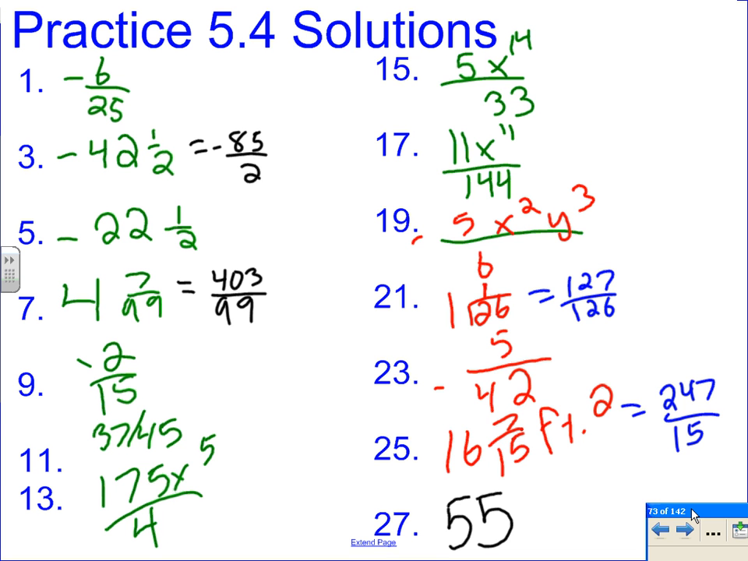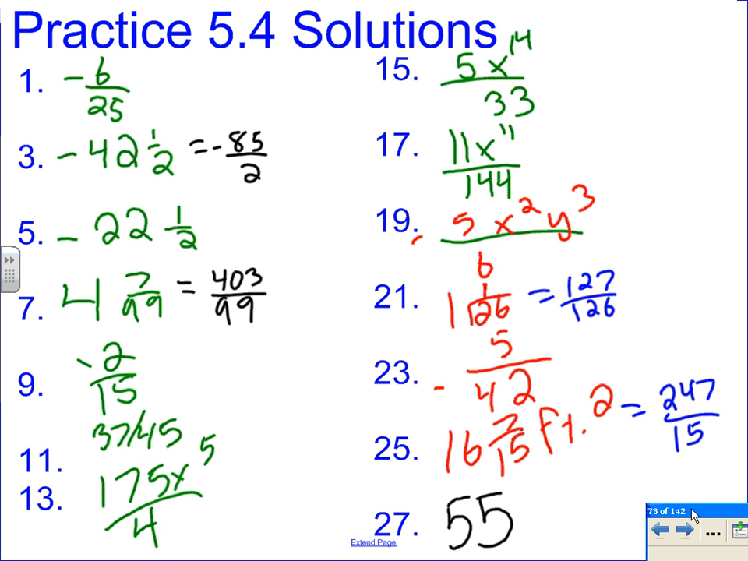Number 7, 4 and 7 over 99, or 403 over 99. Number 9, negative 2/15. 11, 37 over 45. 13, 175x to the 5th over 4. 15, 5x to the 14th over 33. Make sure you guys are all checking. 17, 11x to the 11th over 144.